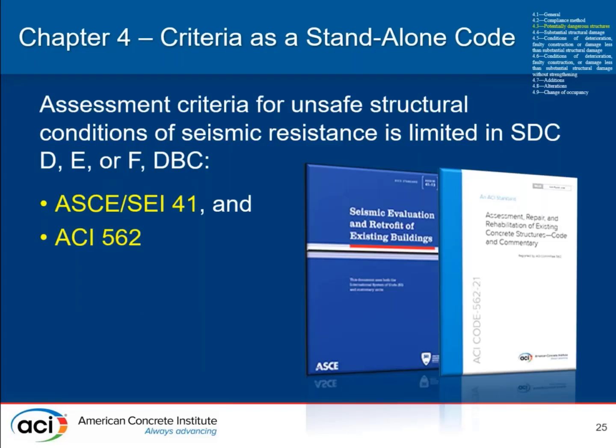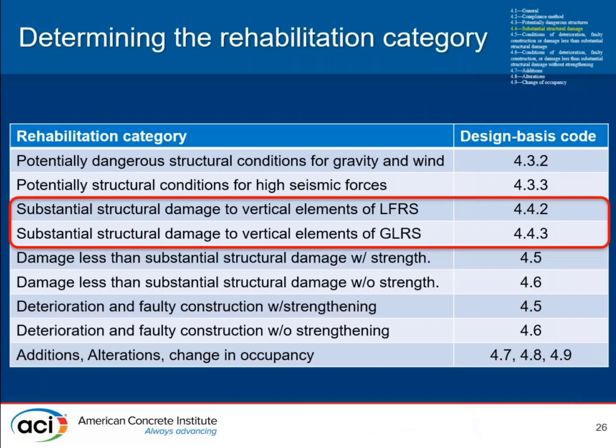And this slide just repeats that really. The design basis criteria for rehabilitation design and construction of unsafe structures when seismic resistance is the issue is ASCE/SEI 41 with a little bit of help from ACI 562. So we're back to this table again.